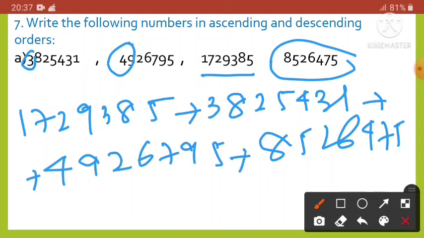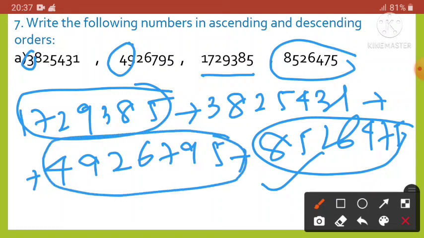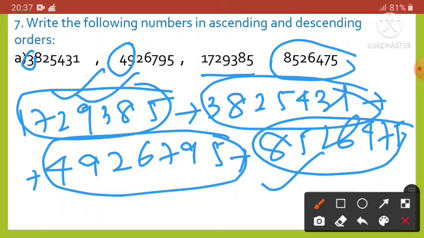Okay, got it? So if you want to write descending order, that means we have to write from greatest to lowest. So we have to start from this number and end with this number. So the first number will be 8526475, then the number will be 4926795, then the number will be 3825431, and this number will be the last number for the descending order.